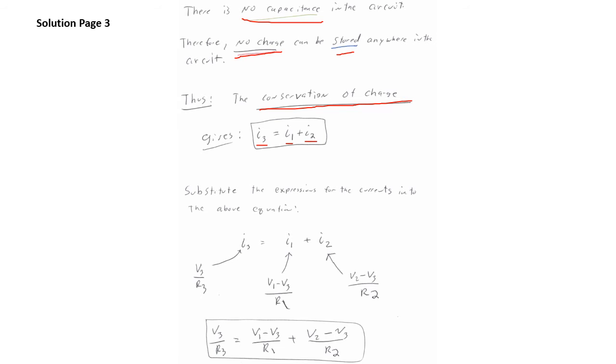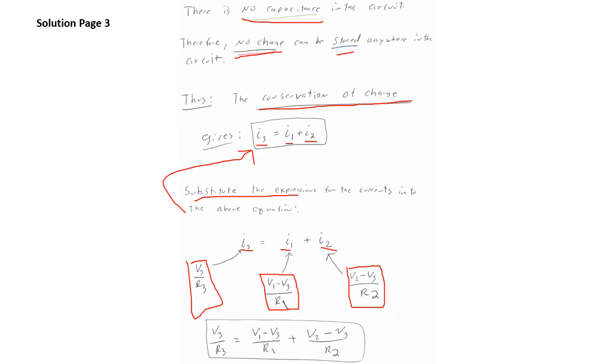So we can substitute the expressions for the currents into this equation above here. With our expressions for the currents, for I3 we have the relationship I3 is equal to V3 over R3. For I1, we have I1 is equal to V1 minus V3 over R1. And for I2, we have the fact that I2 is equal to V2 minus V3 over R2 there. So from that, we can plug those back in. We end up with V3 over R3 is equal to V1 minus V3 over R1 plus V2 minus V3 over our R2 right there.